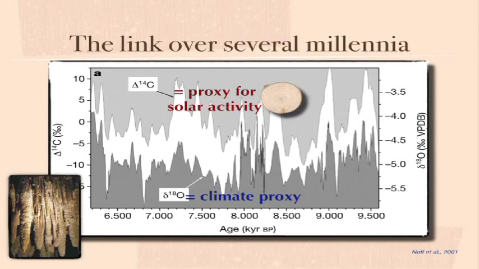Carbon-14 is formed by cosmic rays hitting the atmosphere at the top. But cosmic rays, as I said, are modulated by solar activity. So the top graph is basically showing you a proxy of what the sun is doing. The bottom graph is oxygen 18 from stalagmites in a cave in Oman.